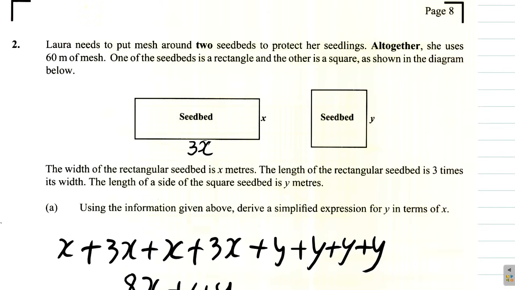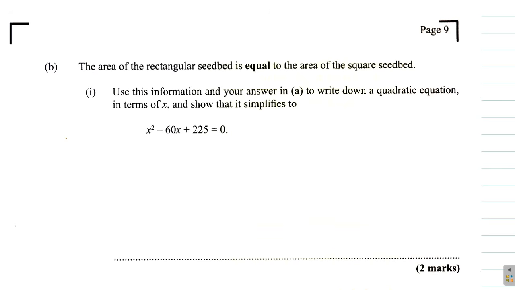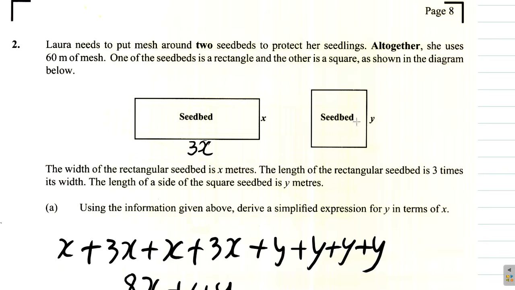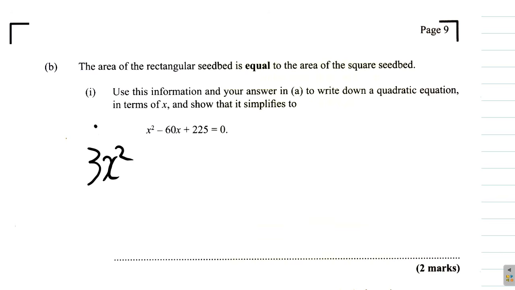What is the area of the rectangular seed bed? Well, if you multiply the length and the width, you get the area. So 3x multiplied by x will give you 3x squared for the rectangle. So the area of the rectangular seed bed is 3x squared. Now, going back, the area of the square seed bed, remember all the sides are equal, they are y. So you multiply length by width, y by y, gives you y squared.